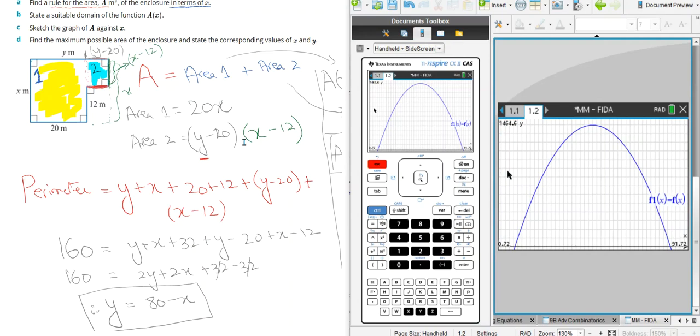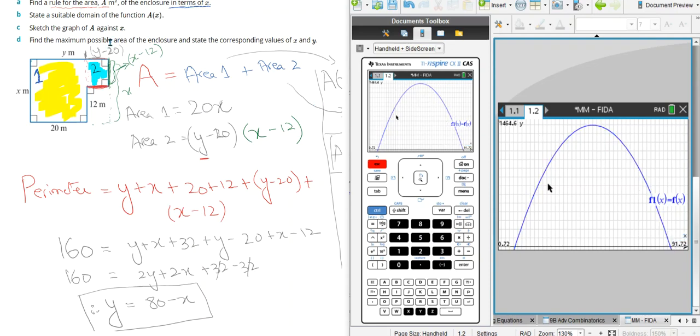Now part D says find the maximum possible area of the enclosure. Now remember, this is an area function, so the y values of this are giving you the different areas at different x values. So if your x value is changing, let's say it changes from 8.3 or whatever it was to this value over here, the area keeps increasing. After a certain point, as your x values become larger and larger, the area actually becomes smaller and smaller, and eventually becomes 0. Okay, we're going to stop over there.